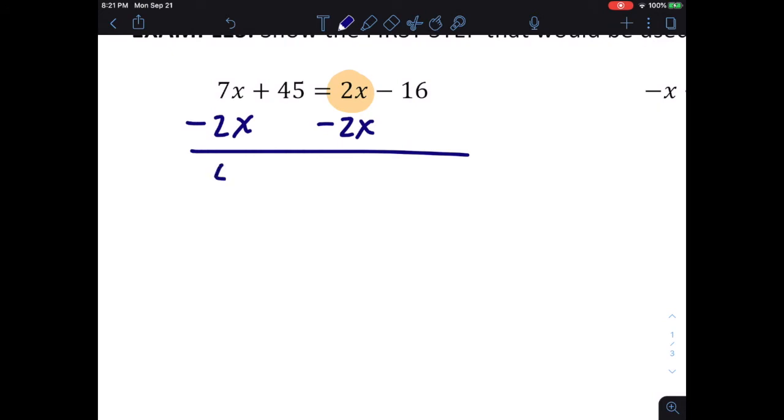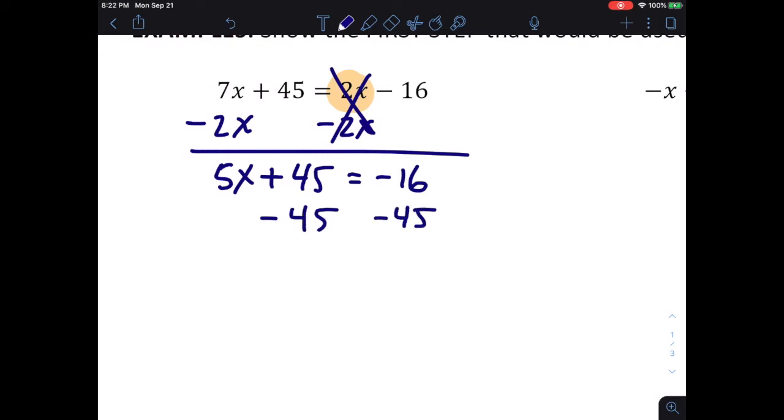So 7 minus 2 is 5. So we have 5x. Bring down the plus 45. The 2x's on the right-hand side cancel. And then this is one where we can easily make a mistake. We'll bring down that 16, but we'll forget that minus sign. We don't want to forget that minus sign, so it's negative 16. And then we're going to get the numbers on the right-hand side, so we're going to subtract 45. Okay, so we have 5x, 45's cancel. And then these are both negative, so all I need to do is add them together and keep the negative sign. So this ends up being negative 61.